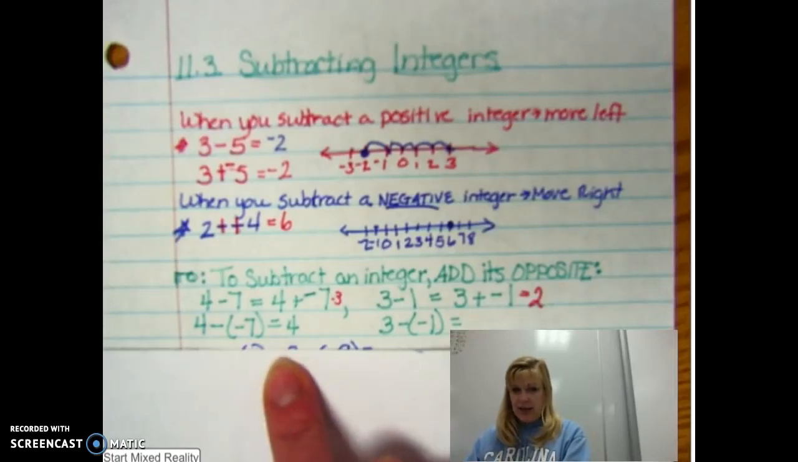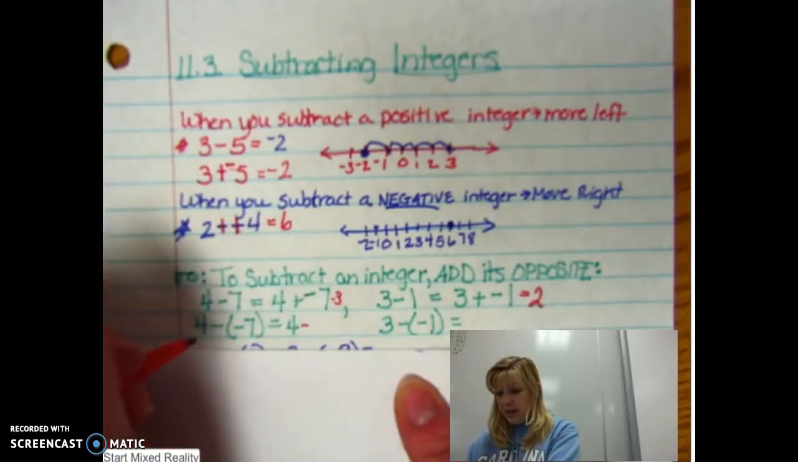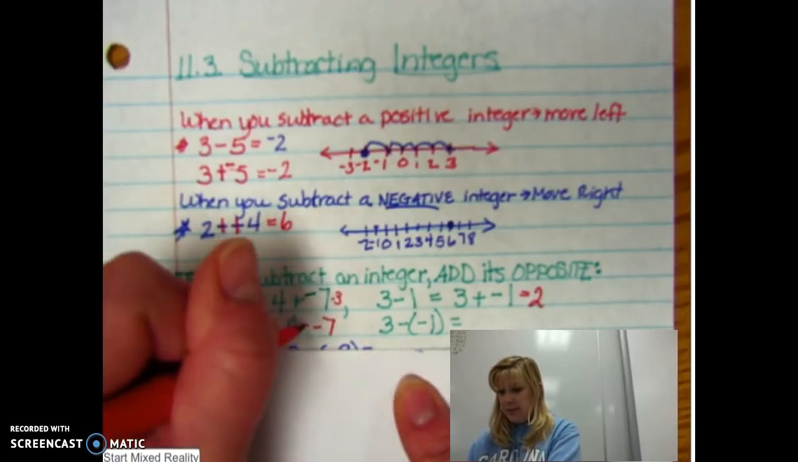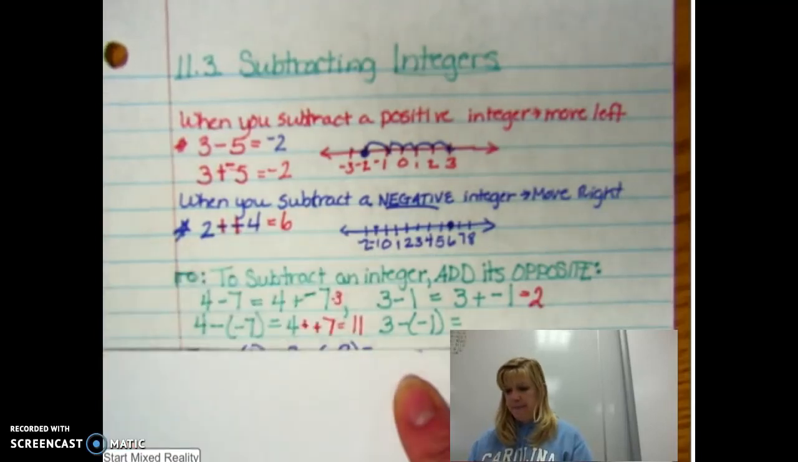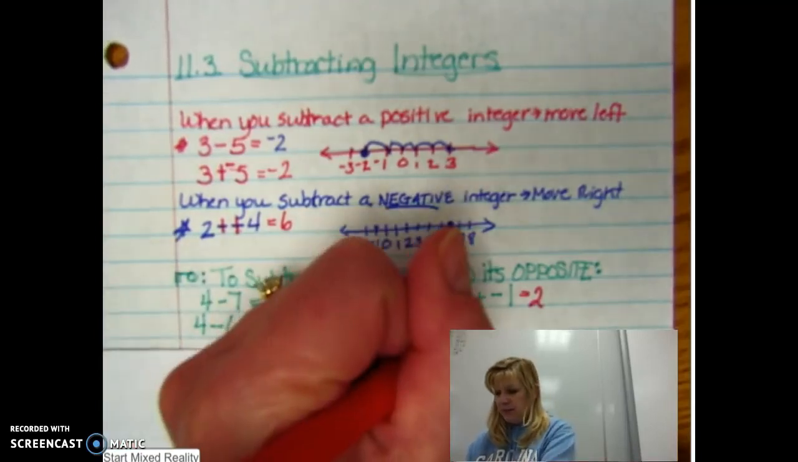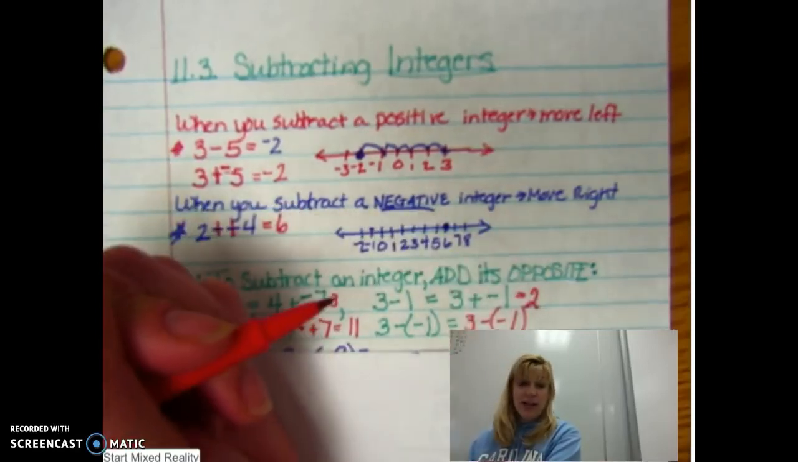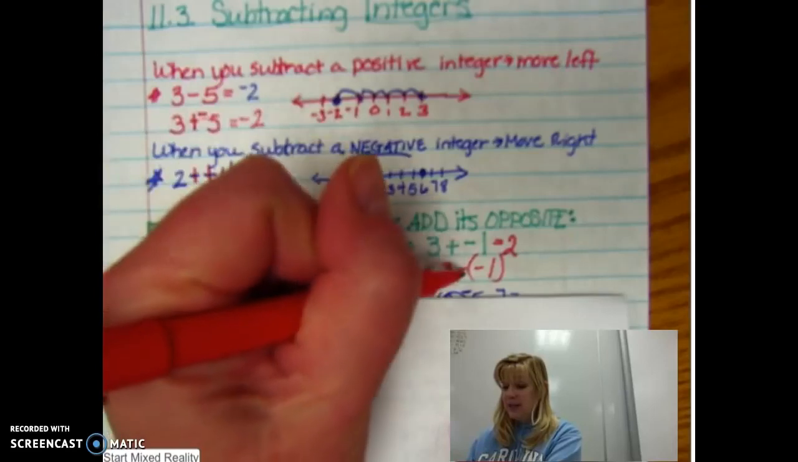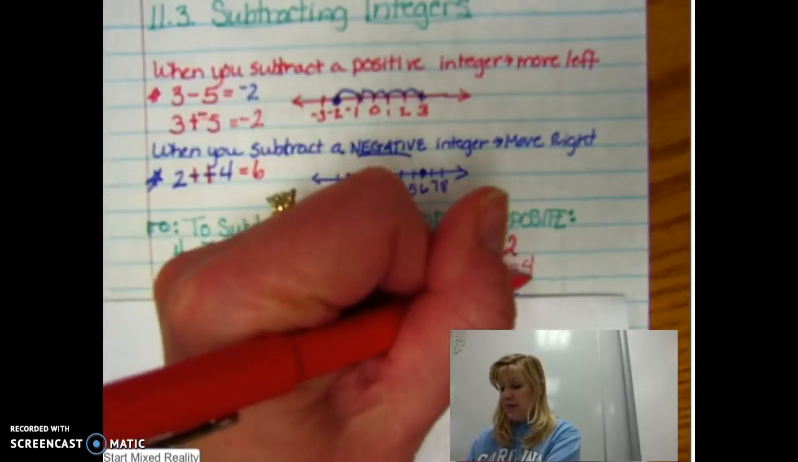4 minus a negative 7 is the same as saying 4 plus a positive 7, which is 11. 3 minus a negative 1 is the same as saying 3 plus a positive 1, which is a 4.